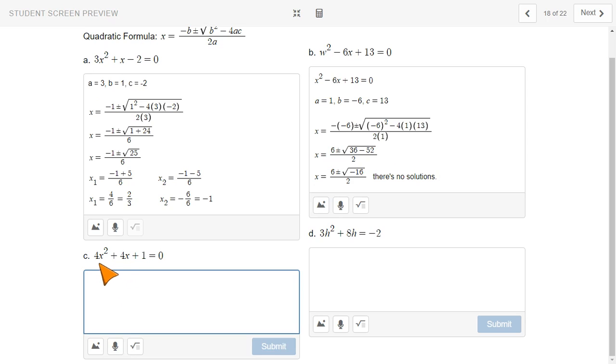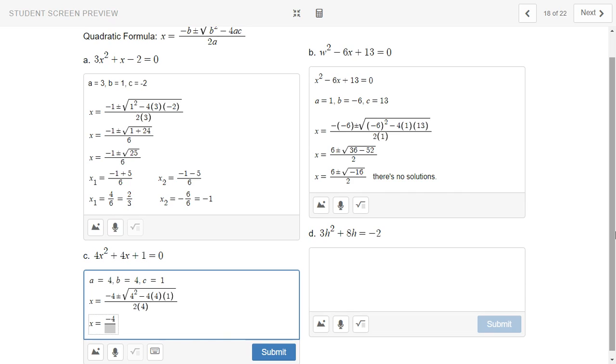Another example here, 4x squared plus 4x plus 1 is equal to 0. a is equal to 4, b is equal to 4, c is equal to 1. Let's substitute this into our equation. Negative 4 plus or minus the square root of 4 squared minus 4 times a times c. This is all over 2 times 4.